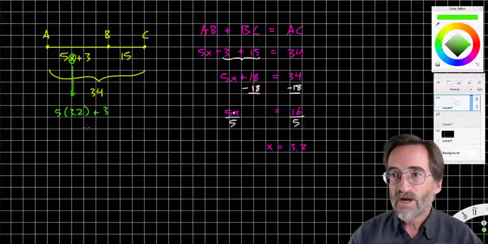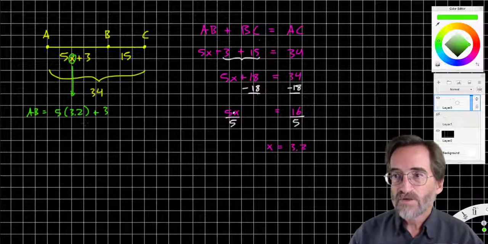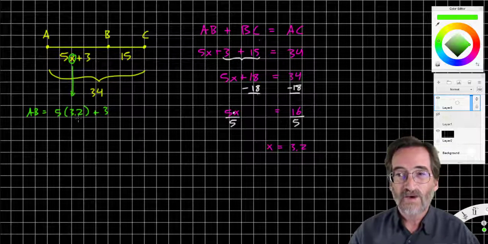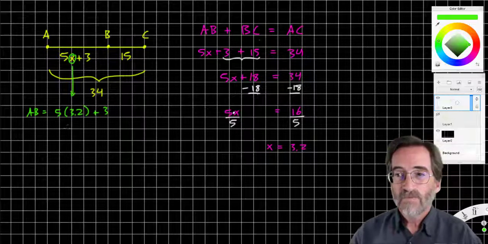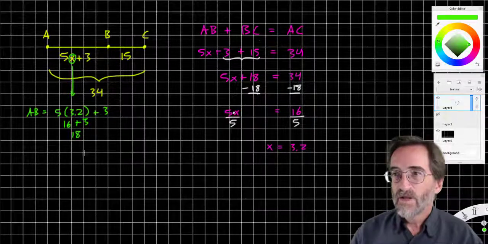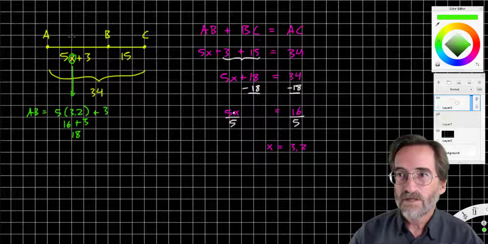Okay, 5 times 3.2 plus 3. 5 times 3 is 15. 5 times 0.2 is 1. So that's 16. 16 plus 3 is 18. And we find that AB is 18.